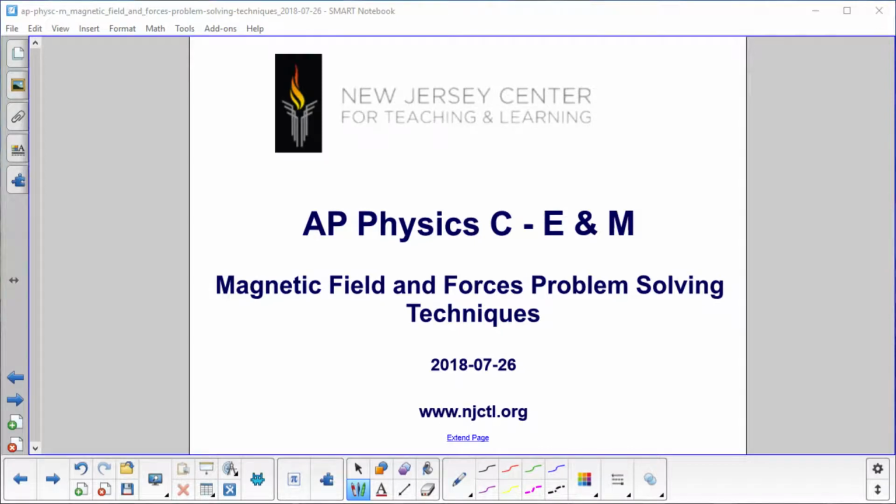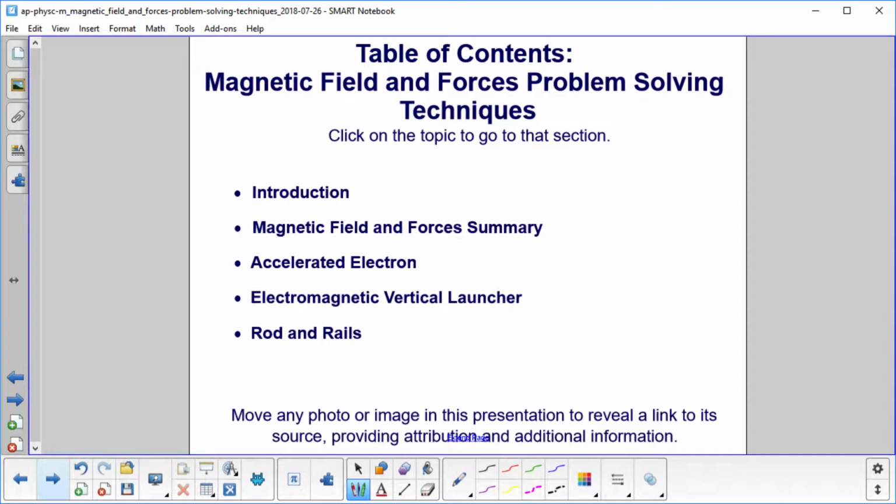AP Physics C, Electricity and Magnetism, Magnetic Field and Forces, Problem-Solving Techniques. We will have a brief introduction and then a nice summary of the concepts that you learned, hopefully when you read through the presentation on magnetic field and forces. Then we will work 3 problems in very good detail.